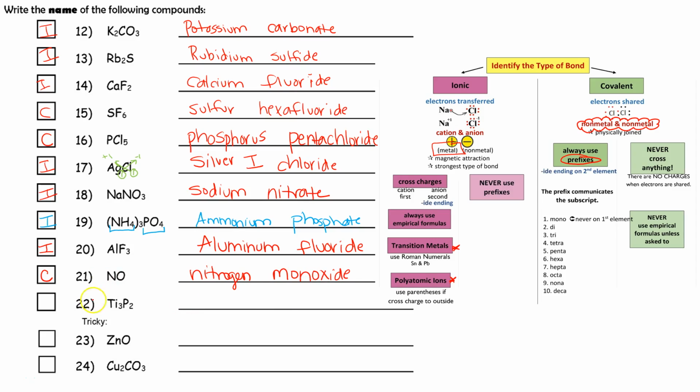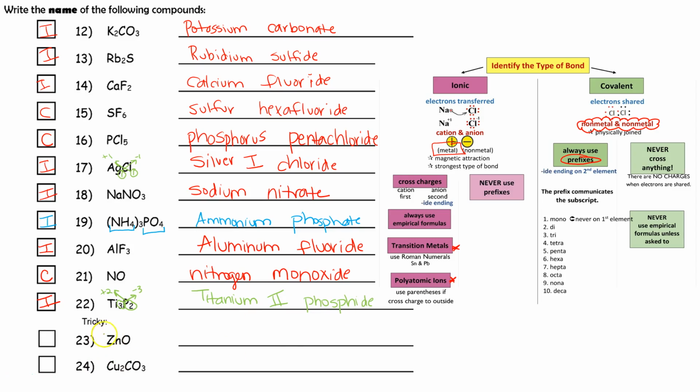All right, now we've got Ti3P2. So let's look at the types of elements. Titanium is a metal. In fact, it's a transition metal. So I know it's ionic, and I am going to need to use a Roman numeral with that transition metal. So what I'm going to do is uncross the charges. So the 2 belongs to the titanium. The 3 belongs to the phosphorus. So when I go ahead and write the name, I'm going to have titanium, Roman numeral 2, because it is a transition metal. And now we need to name the anion with an -ide suffix, phosphide.